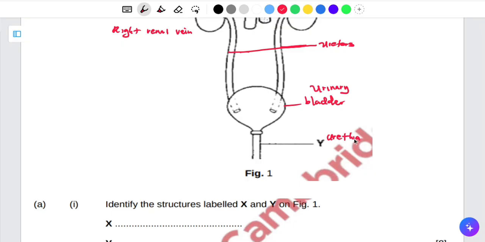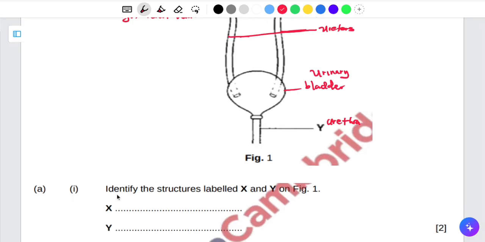That is the urethra. So now, the first question, Roman numeral number 1, question A. Identify the structures labeled X and Y. So for X, I have said that that is the right renal vein. But if you want, you can just say the renal vein at your level. But to be specific, it is the right renal vein. Then the part labeled Y is the urethra.